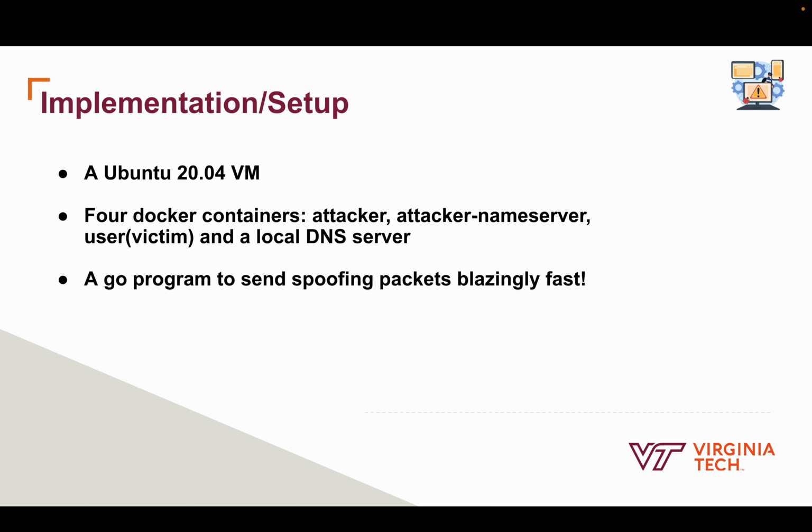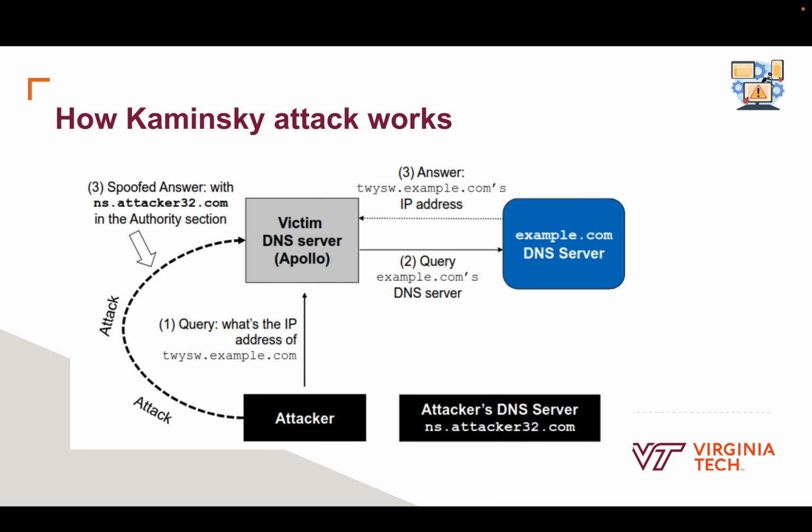Alright, now talking about the implementation. The setup includes an Ubuntu 20.04 VM running 4 Docker containers: one for the attacker, one for the attacker name server, one for the user, which is the victim, and a local DNS server. To execute the attack, we use a Go program to send spoofed packets, which are sent at a blazingly fast speed. I'll briefly walk through how the attack works.